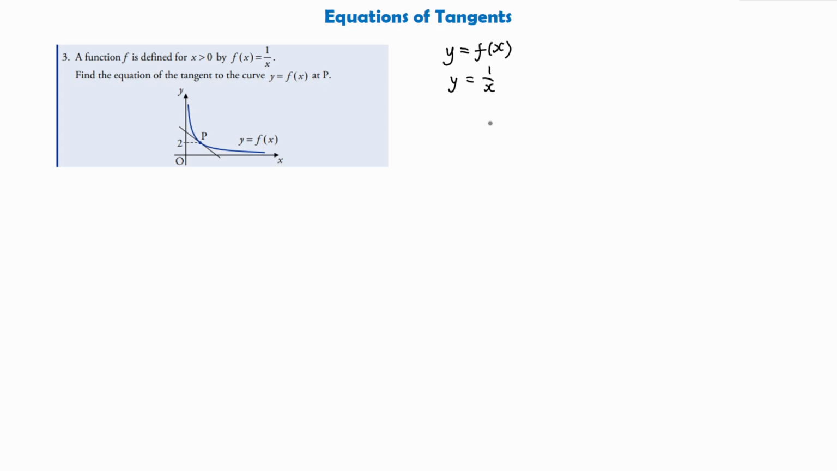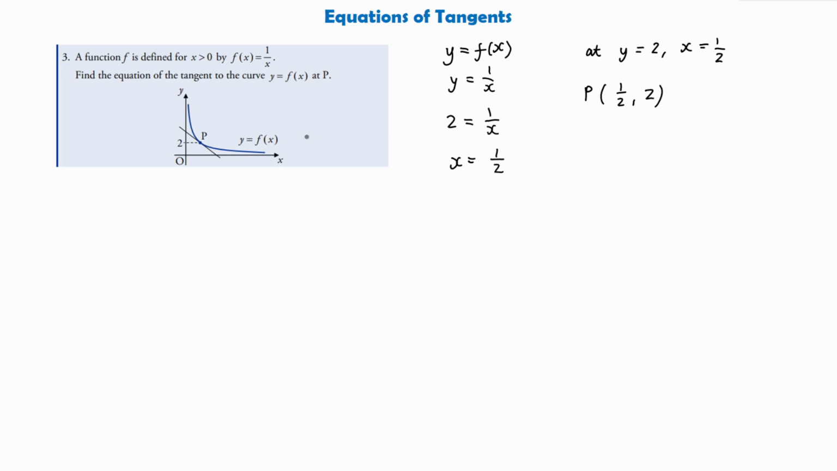Now at the point y equals 2, we can work out what the x value is by just rearranging. So what we would do here is multiply both sides by x to get 2x equals 1, and then divide both sides by 2, or we can simply divide 1 by 2. So we would find that x is equal to 1/2. So we would say at y equals 2, x equals 1/2. So the point P is going to be the coordinates (1/2, 2).